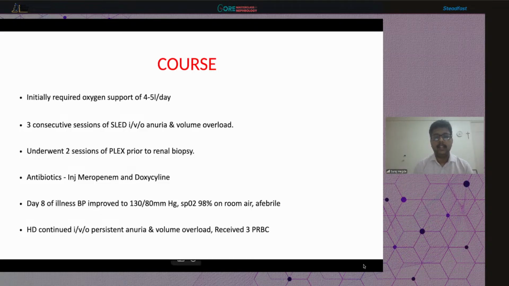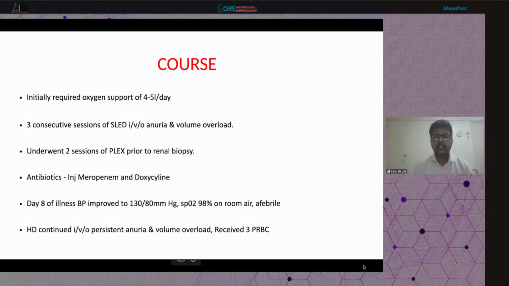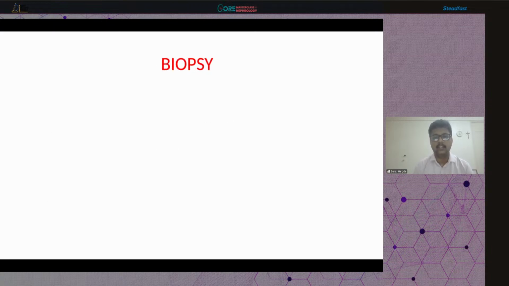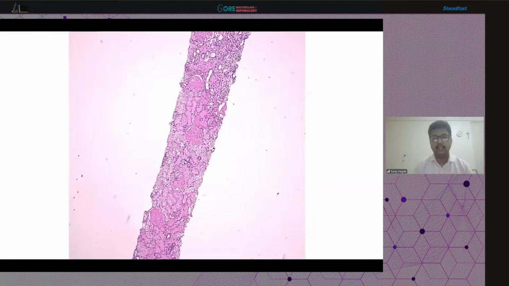By day 8 of illness, her BP had improved to 130 by 80 millimeter of mercury. She was afebrile and saturation had improved to 98% on room air. However, HD was continued in view of persistent anuria and volume overload, and she also received 3 units of PRBC during 3 sessions of HD. The biopsy was done on day 12 of the illness.